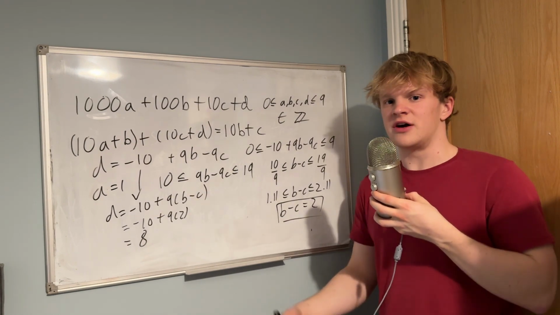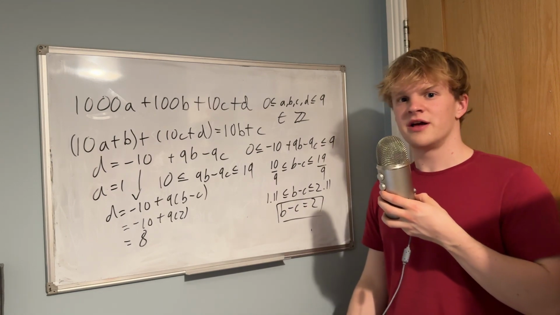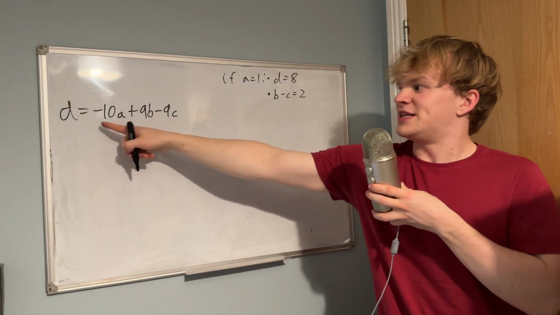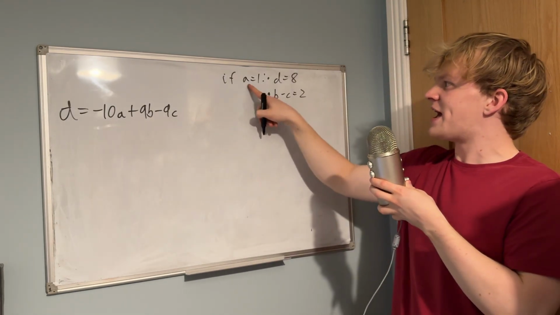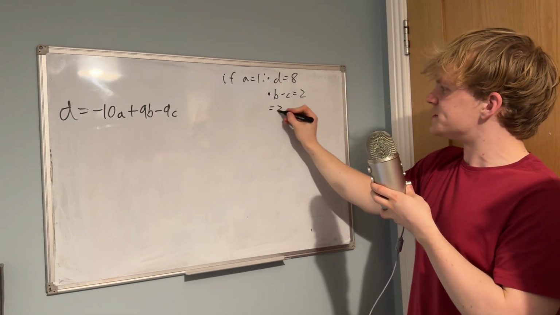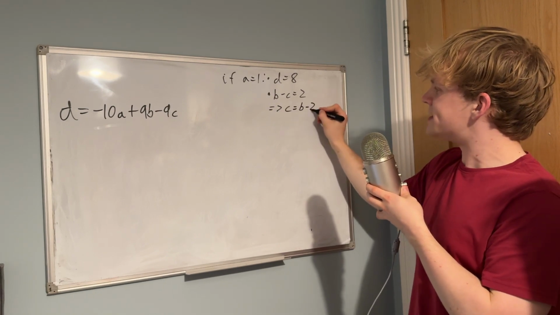So now we know everything we need to know, and we can just choose values for B and C such that this equation is true, and we get all our peculiar numbers. So let's do that. I've just written it out here. We know what D is. This is the expression we had for D, and we know if A is 1, then D is 8, and B minus C is 2. I'm just going to solve this for C, and you'll see why in a second. C will be B minus 2.